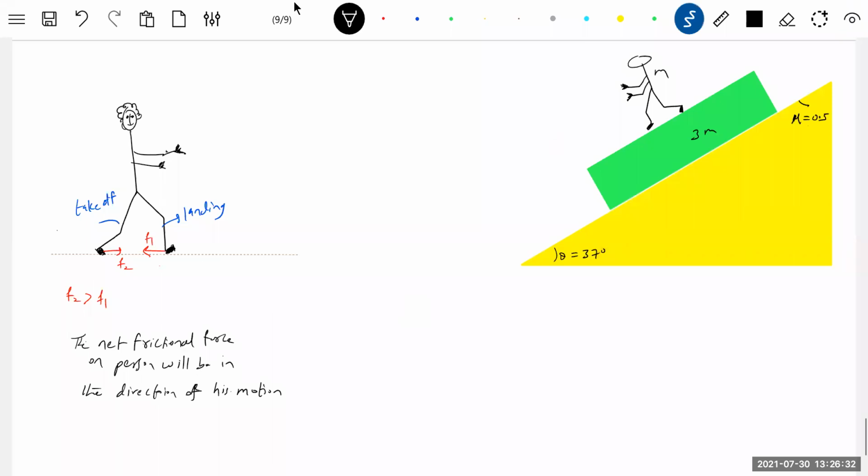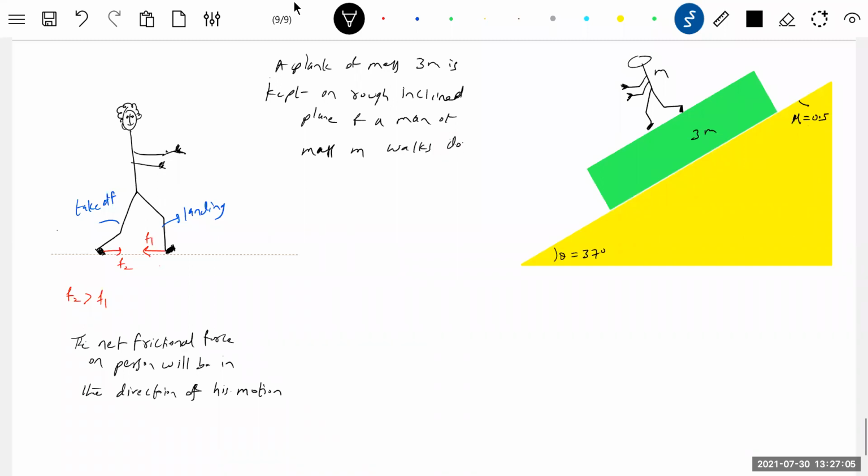A plank of mass 3m. Sir, can you repeat the question? I'll write it down, my dear. Is kept on a rough inclined plane and a man of mass m walks down the incline, walks down the plank.